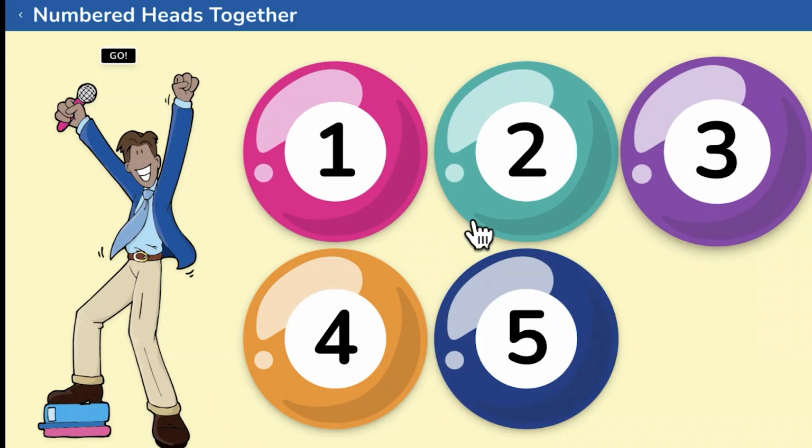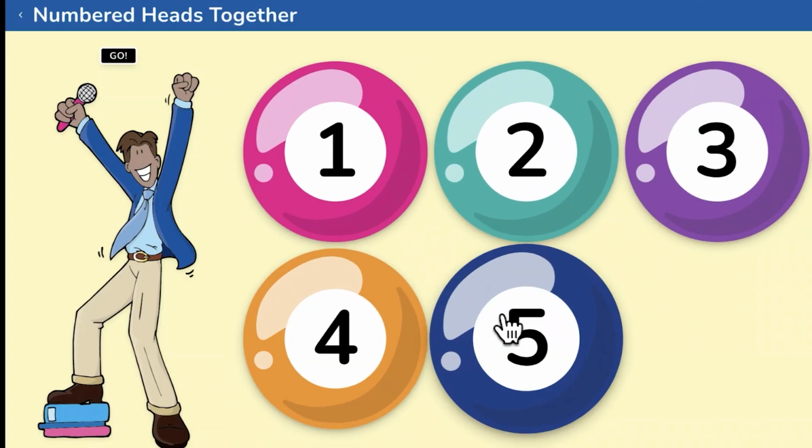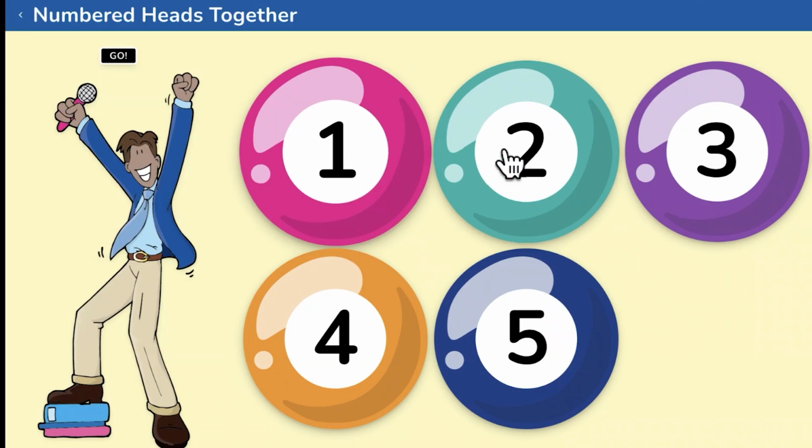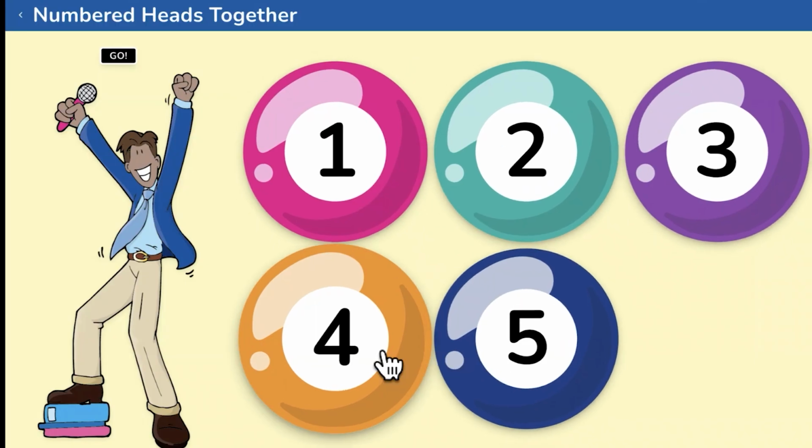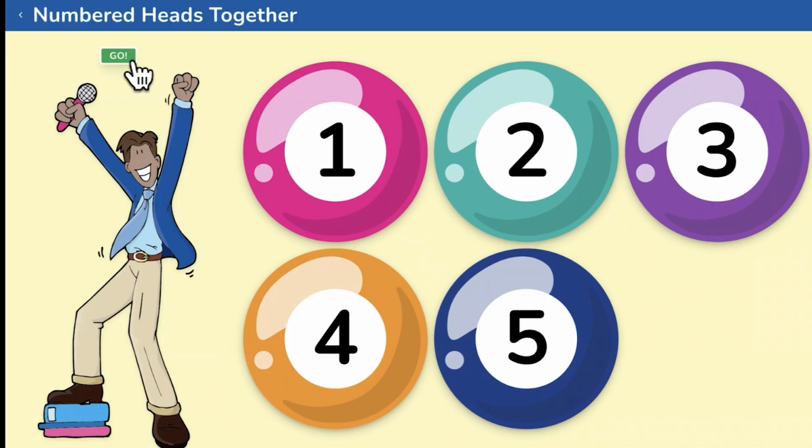All right, when that pops up, you can see I had 5 questions, and I now have these 5 balls, and each one represents a different question. I could click on these questions myself to run through them, or I can use this little go button, and the go button will randomly pick the questions for me.